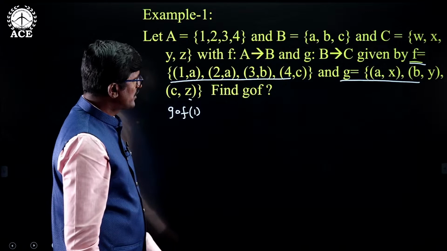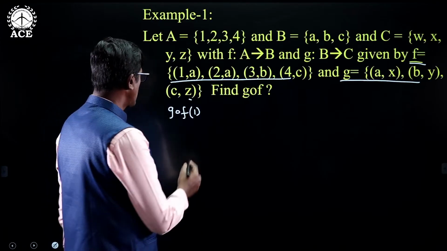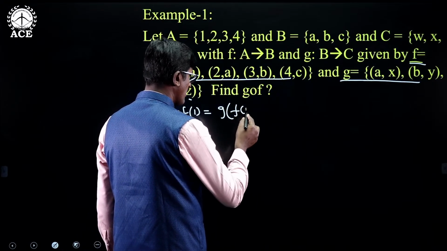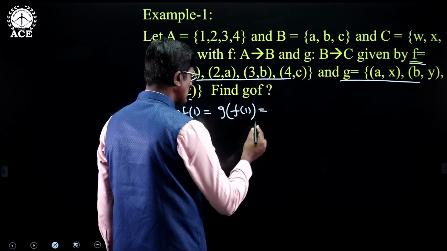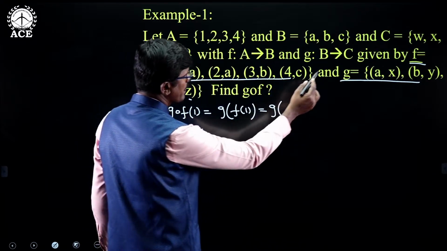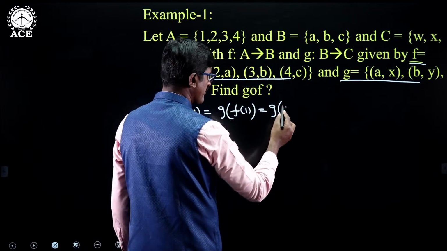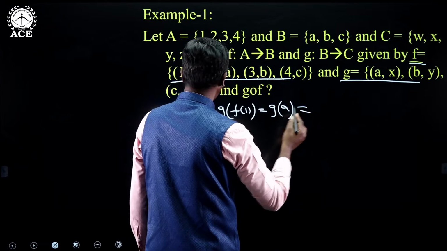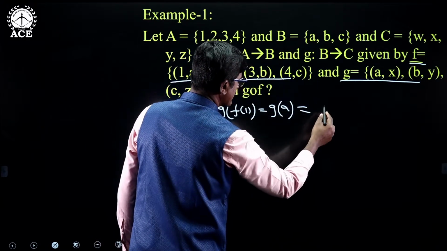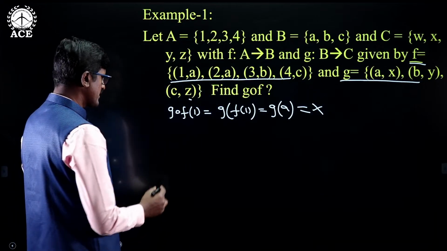You are asked to find g circle f of 1. G circle f of 1 is equal to g of f of 1. What is f of 1? This is the f function, right? 1 is mapped to a, so we need g of a. What is g of a? This is the g function. A is mapped to x. That is x, so g circle f of 1 is equal to x.